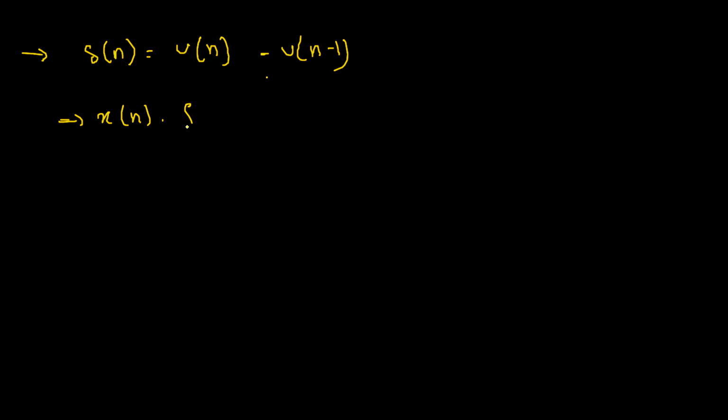We have a few formulae that are essential for the unit impulse function. The first one is delta of n is equal to u of n minus u of n minus 1. And x of n times delta of n is equal to x of 0 times delta of n.